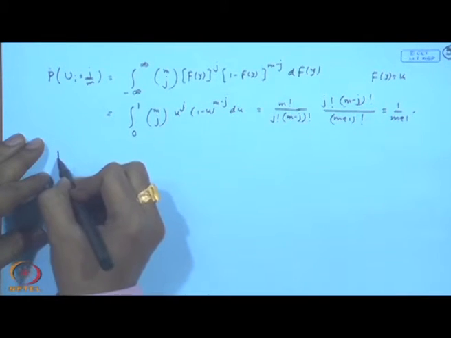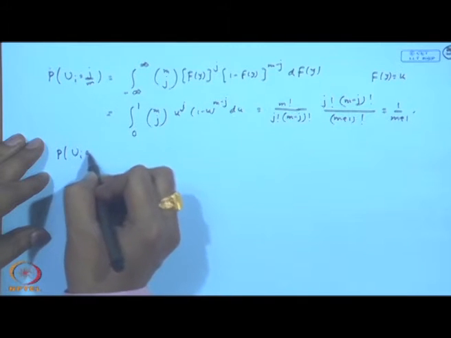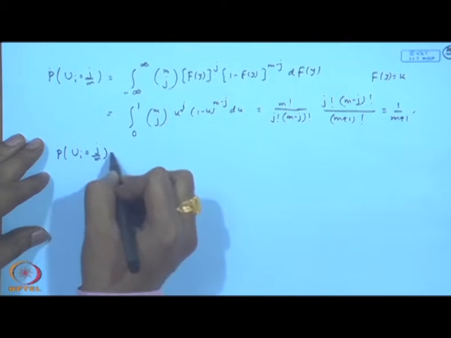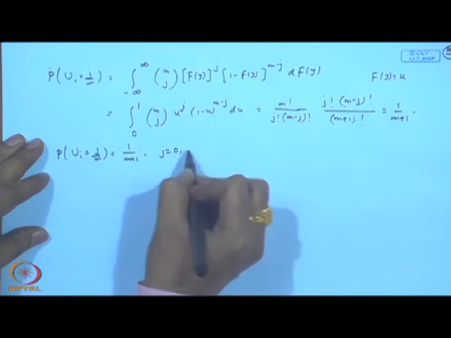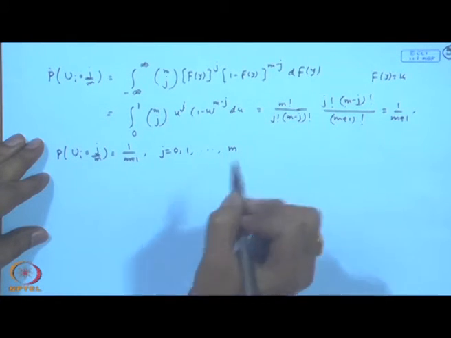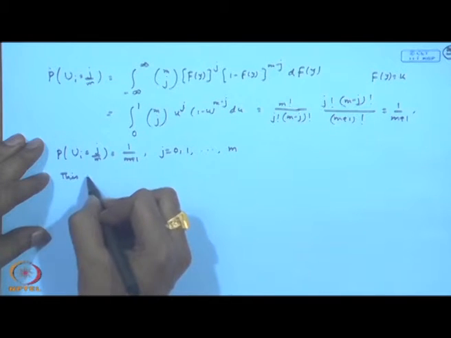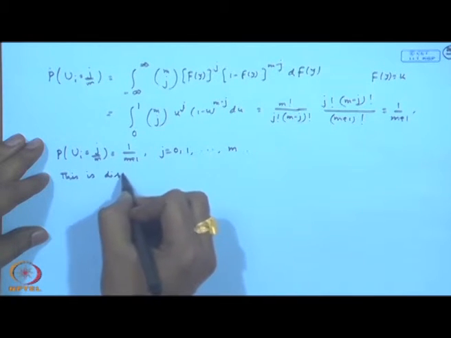So, this is interesting. What you are getting? The probability of u_i is equal to j by m, that is equal to 1 by m plus 1, where j is equal to 0, 1 up to m. This is nothing but a discrete uniform distribution.